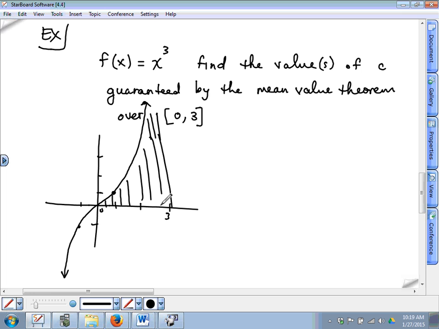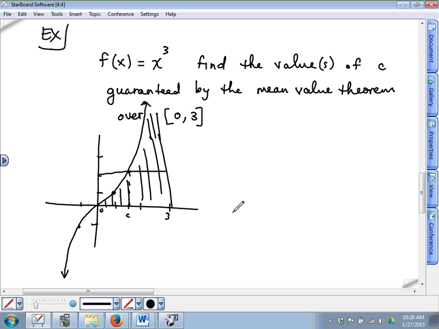What we're supposed to find is a value of C somewhere between 0 and 3, so that if we drew a rectangle, let's say C was right here, the area of the rectangle would equal the area under the curve. You guys see where we're going with this? So we have to find the exact value of C so that that rectangle equals the area under the curve. It isn't just willy-nilly.